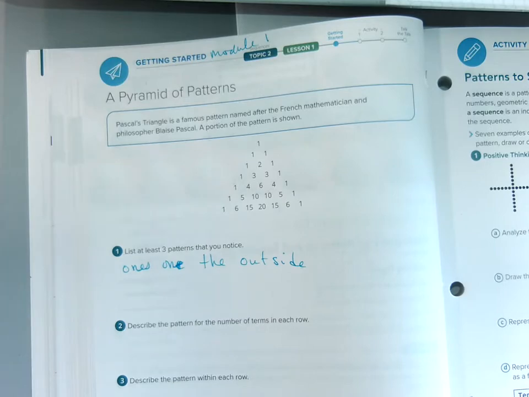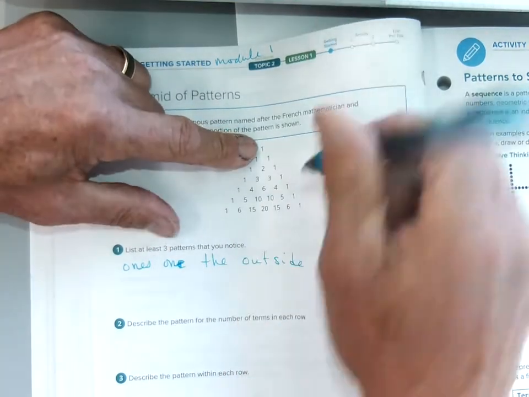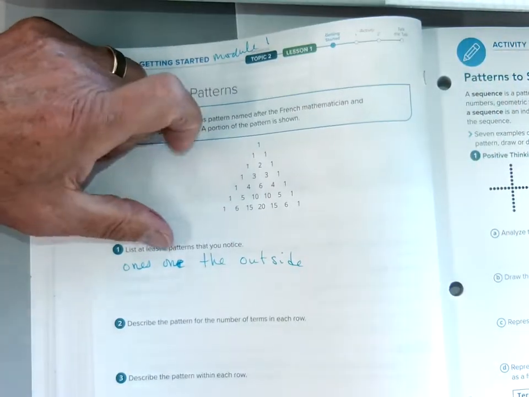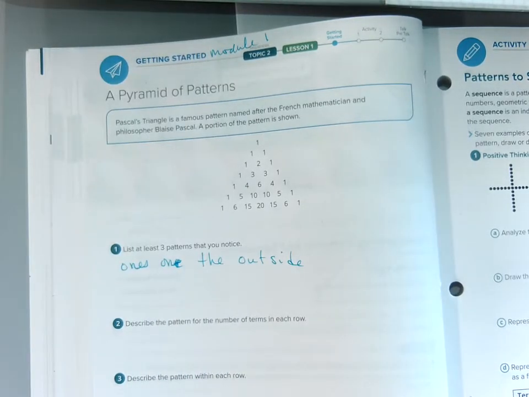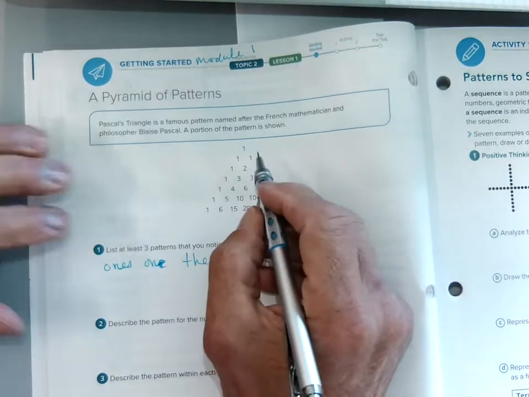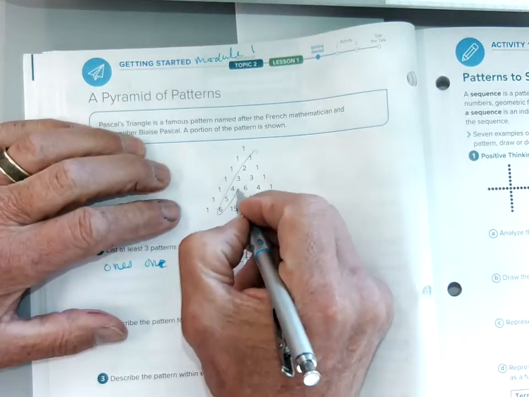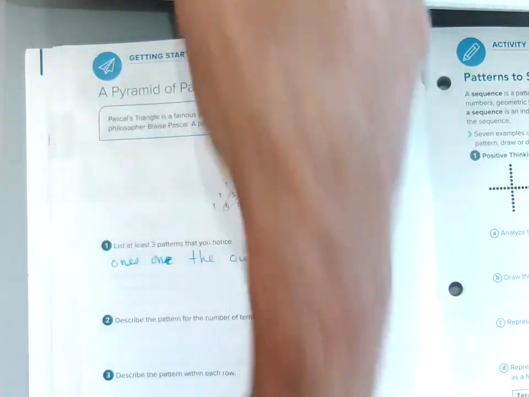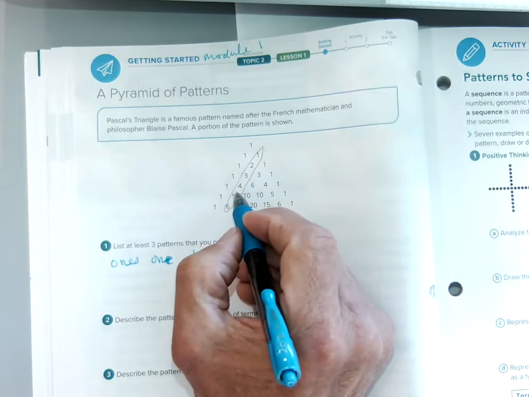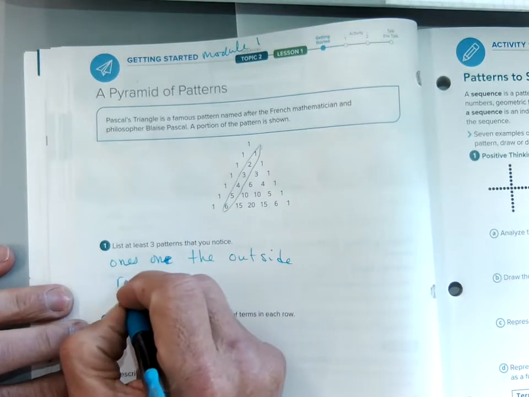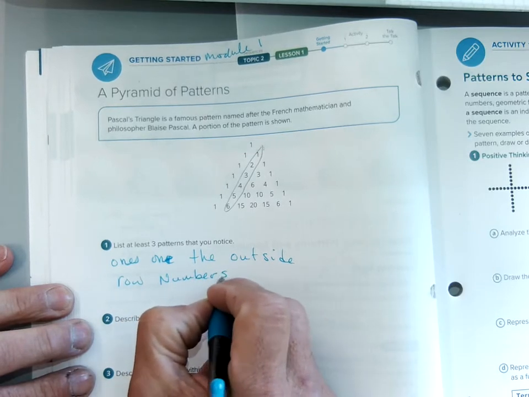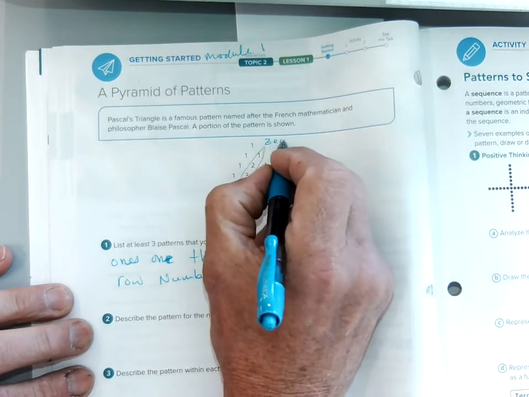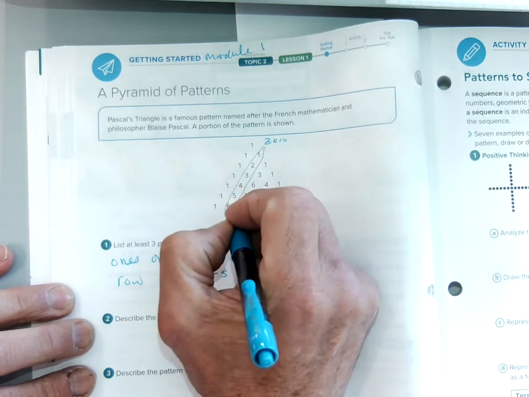Here's what I do see, this 1, 2, 3. I see this diagonal 1, 2, 3. Let me show you. See this? It talks about the rows. Row 1. So I see on this diagonal, those are the rows. Row 1, row 2, row 3, row 4, row 5, row 6. So I see the row numbers. This is actually the 0 row up here. First row, second row, third row, fourth row, fifth row, sixth row.